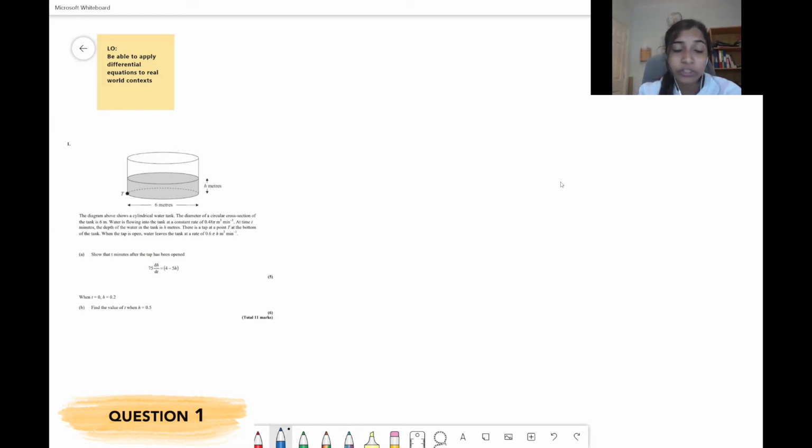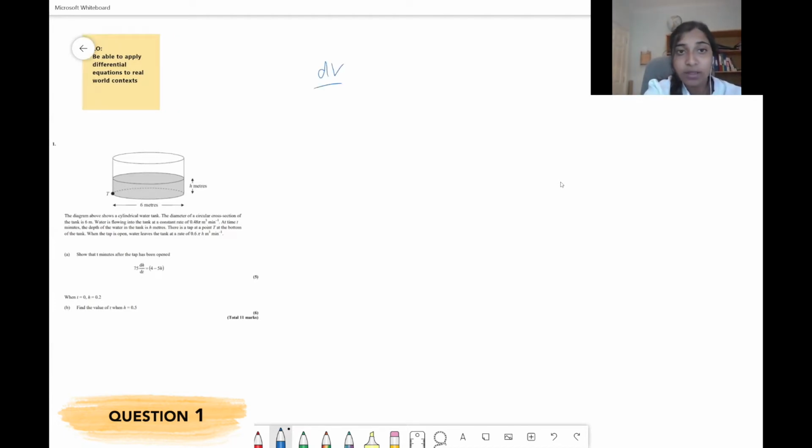So the first part is we want to show that at t minutes after the tap has been opened, 75 dh/dt is equal to 4 minus 5h. A question like this is quite complicated, so you just want to write down any information you can. We know that water flows in at 0.48 pi and flows out at 0.6 pi h. So as volume changes over time, dV/dt is just how fast it flows in, 0.48 pi, minus how fast it flows out, 0.6 pi h.